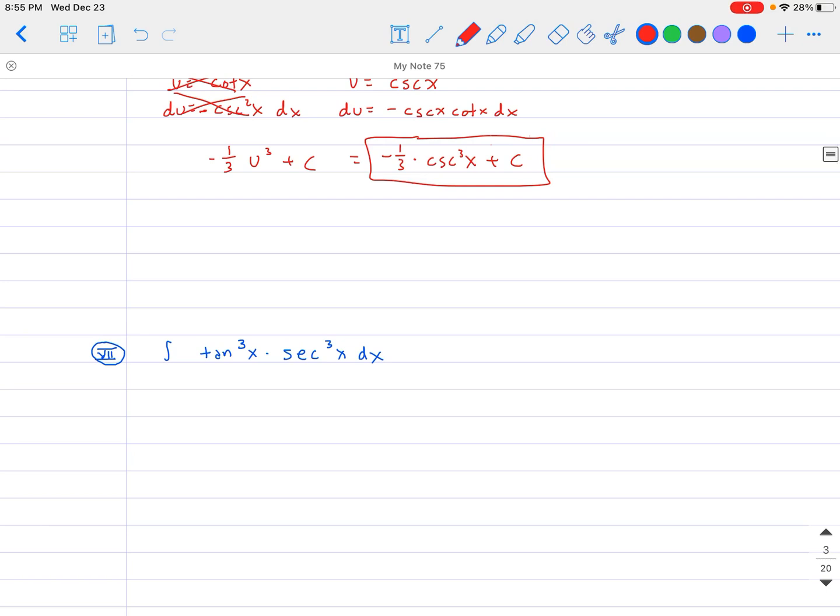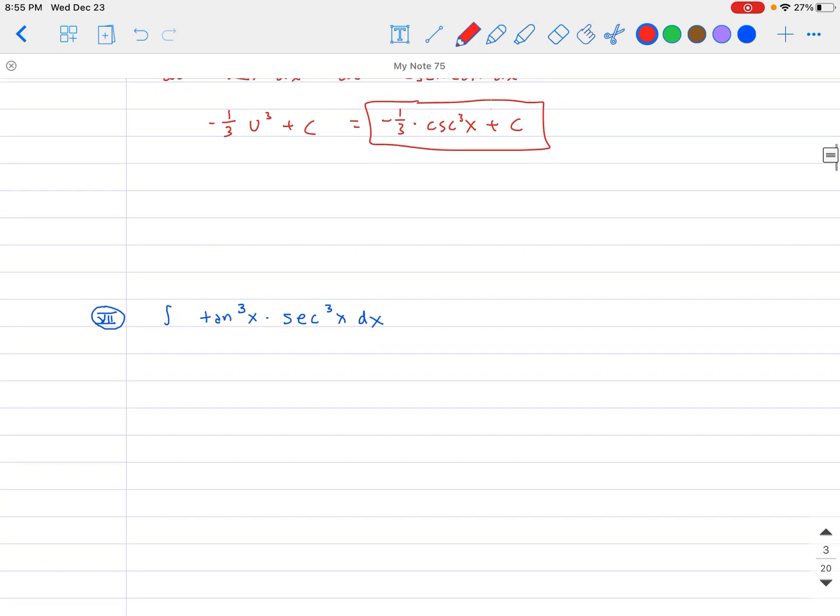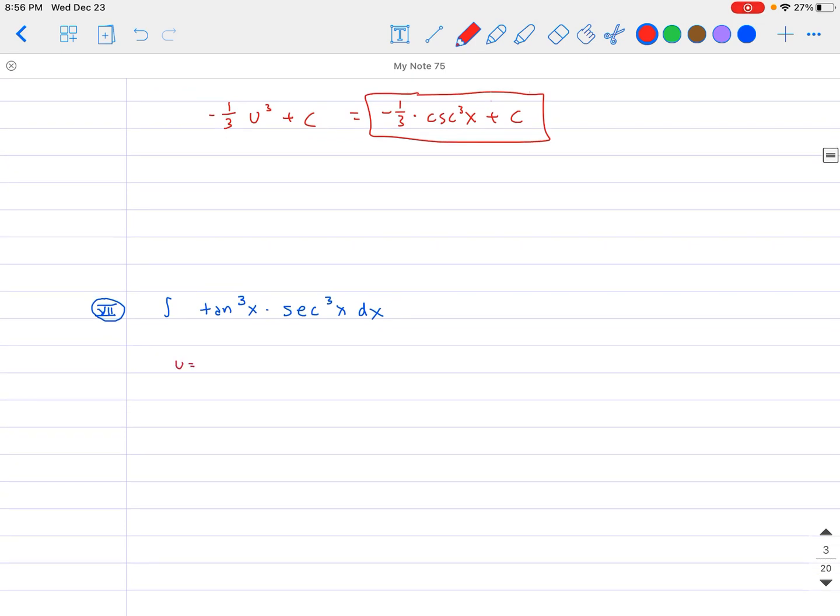Here in the last example over here, what if we have tangent cubed and secant cubed? Okay, so let's see. We can go ahead and say u is equal to tangent of x, and then du is equal to secant squared of x dx. And you can see that that's now a bad thing because just like before, we're left with an extra secant, so that's not going to be a good substitution. So with that out of the way, we will now go ahead and use u is equal to secant of x. Du would then be equal to the tangent of x times secant of x dx.